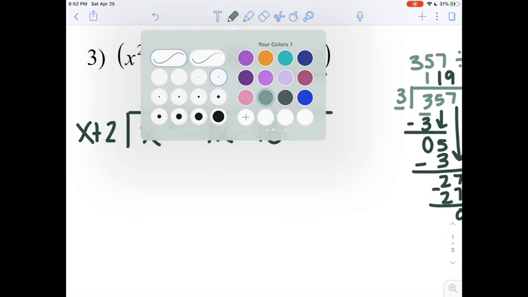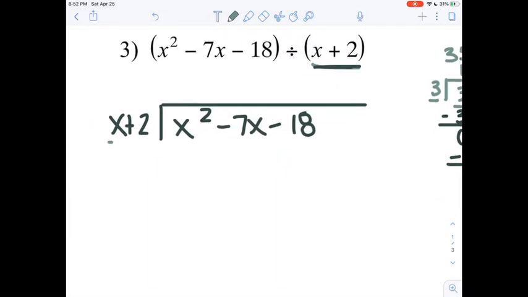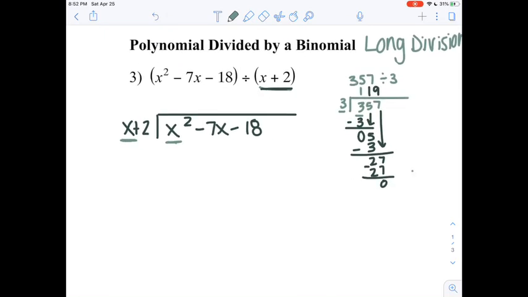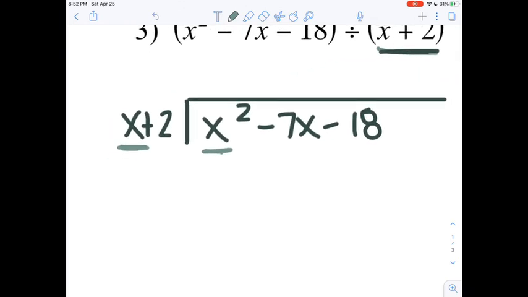Okay, and what you need to do is you're going to look at this x and this x only, and you're going to start at the very first spot, just like I do here. I'm looking at the 3, and I only look at the very first number, which is 3. Okay, and I ask myself, how many times can x go into x squared? Or, think of it like this, what can I multiply x by to get x squared? Well, I could multiply by x.